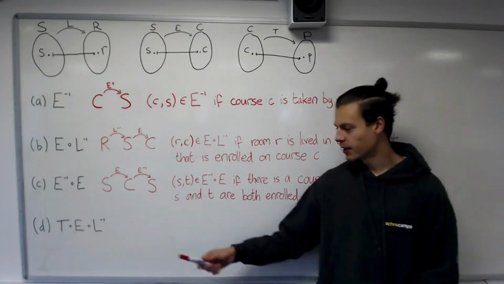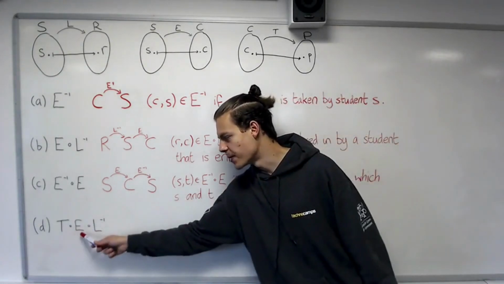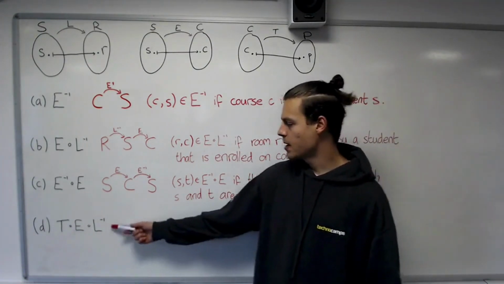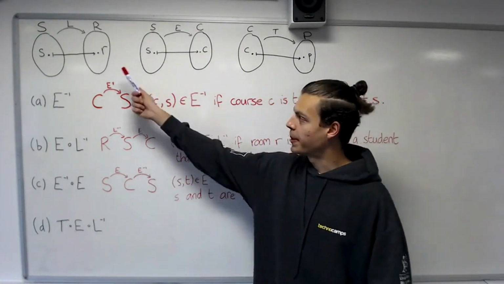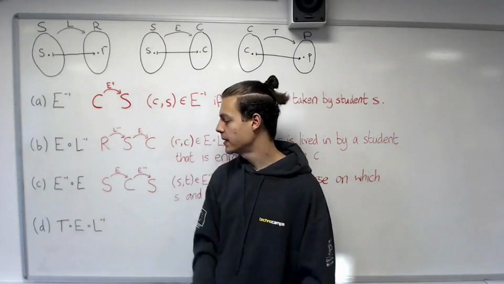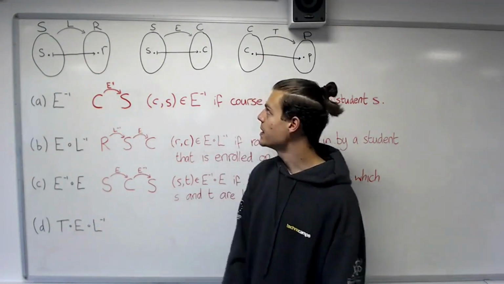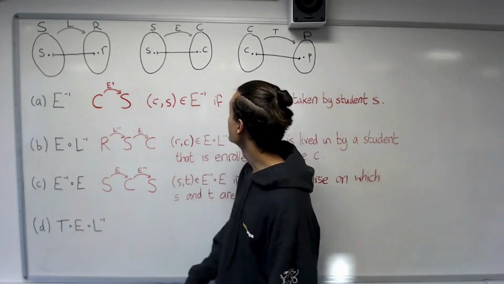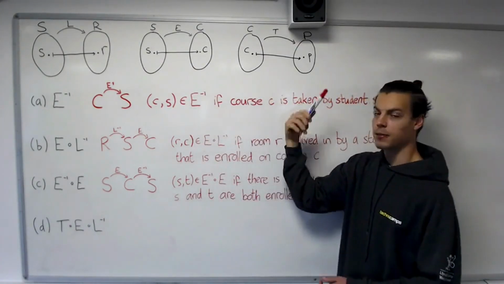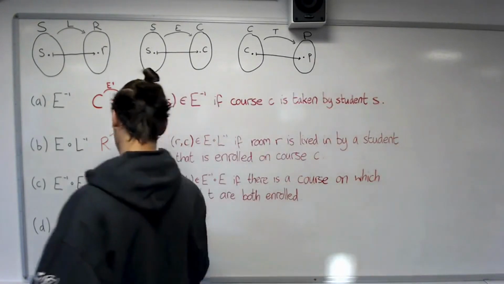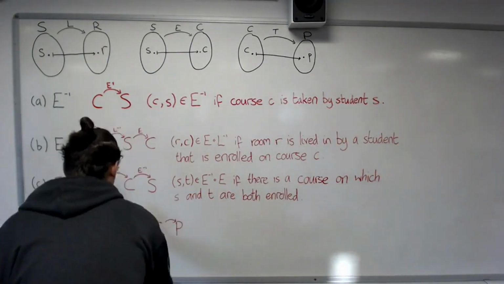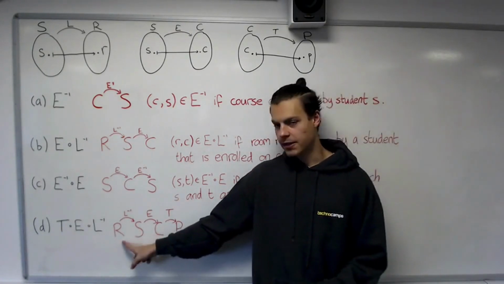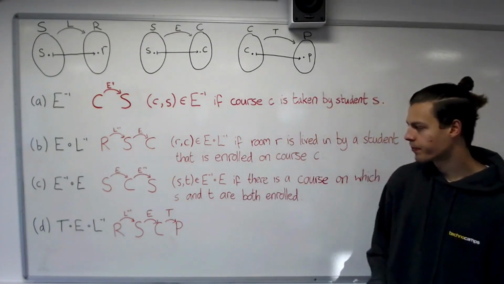And finally, let's look at the composition T composed with E composed with L inverse. So the inverse of L will map the set R to S, then E will map S to C, and finally T will map C to P. So this composition will map the set R to the set P.